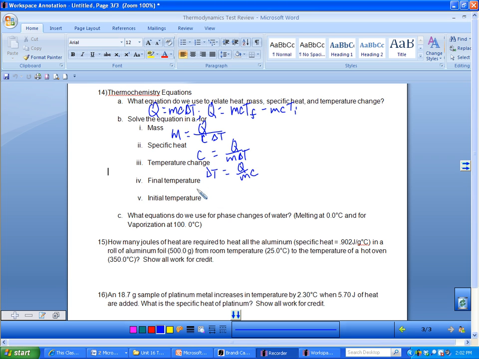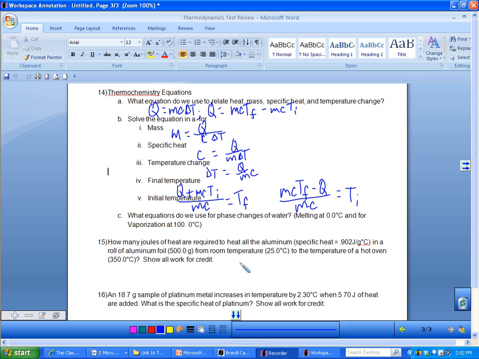And then if I wanted to find the final temperature, I'd go up here and play with this form. So I would say that Q plus MCTI divided by MC is equal to TF. And then if I wanted TI, I would say that MCTF minus Q divided by MC should equal TI. And all I did was my algebra there.